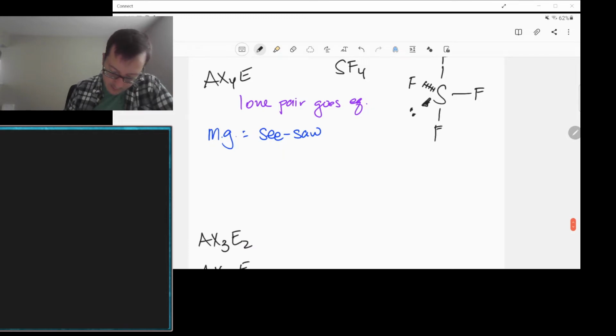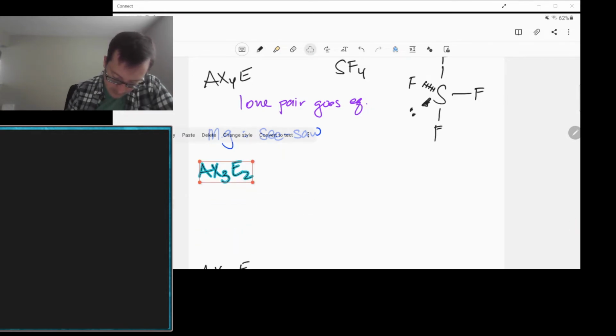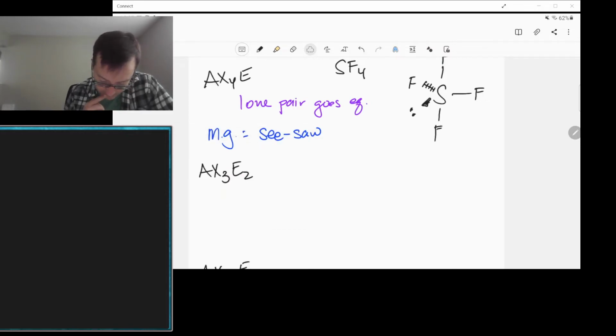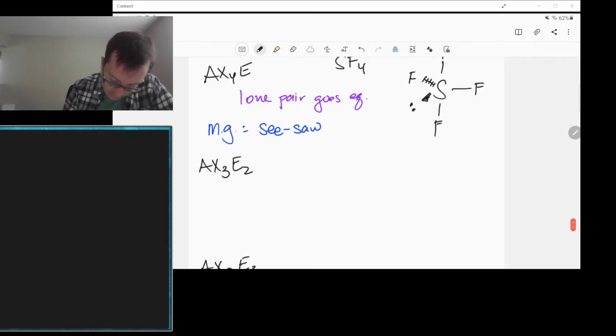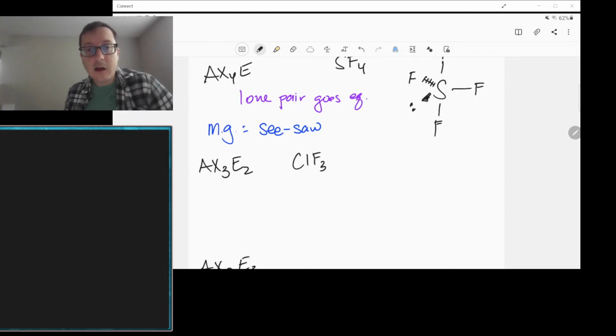If we have AX2E2, I think what would satisfy these ones? Three things. So maybe ClF3? Yeah, that would probably work. Yeah, that'll work. So if we take a look at this Lewis structure, go ahead and do it, as always.